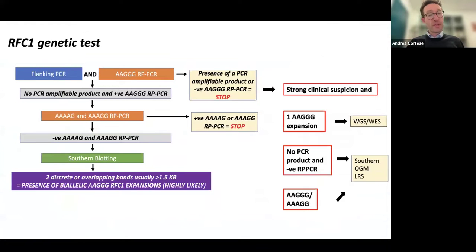So I don't know if there's anyone from the labs on the call, but what we tend to do is to test. We still test it doing PCR, and so RP-PCR, repeat-primed PCR, and flanking PCR. But then again, when we have only one expansion, but the case is typical, we recommend sequencing the gene, and in some cases, we do some extra work like Southern blotting, long-read sequencing, and optical genome mapping. So this is very technical, and it might not be of primary interest to patients, but it has been crucial to provide molecular diagnosis in some of them.